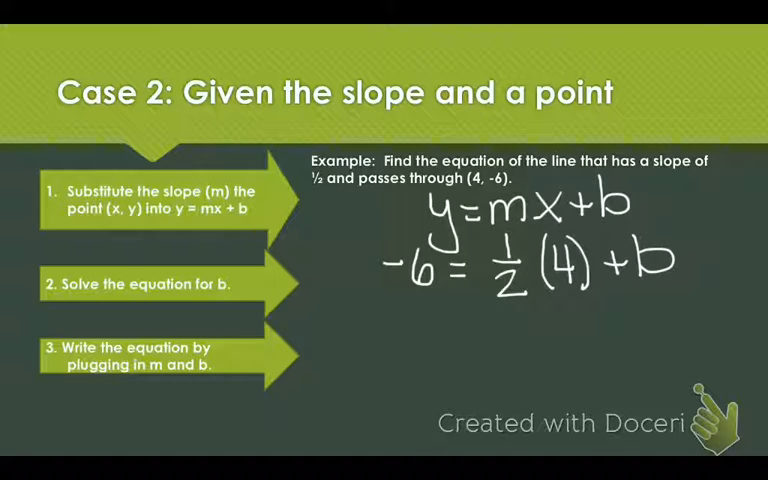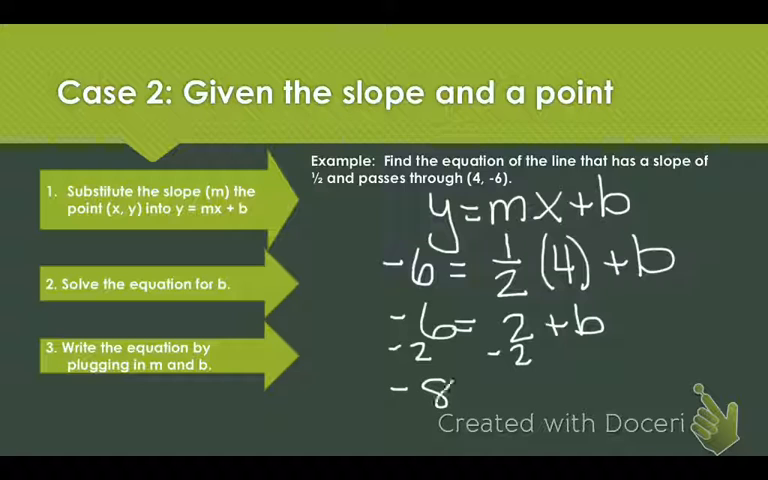I don't know my b value, but I have a simple algebraic equation that I can solve to get b. So I do my calculations and subtract 2 from each side, and I get -8 equals b. I now have the 2 things that I need. So I write the equation of my line as y is equal to 1/2 x minus 8.